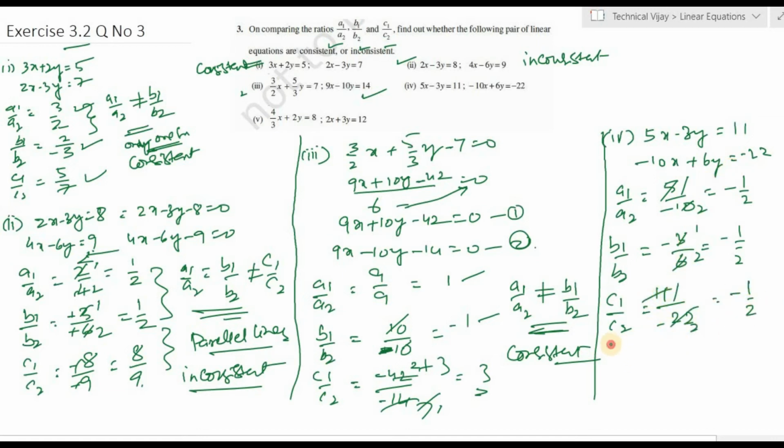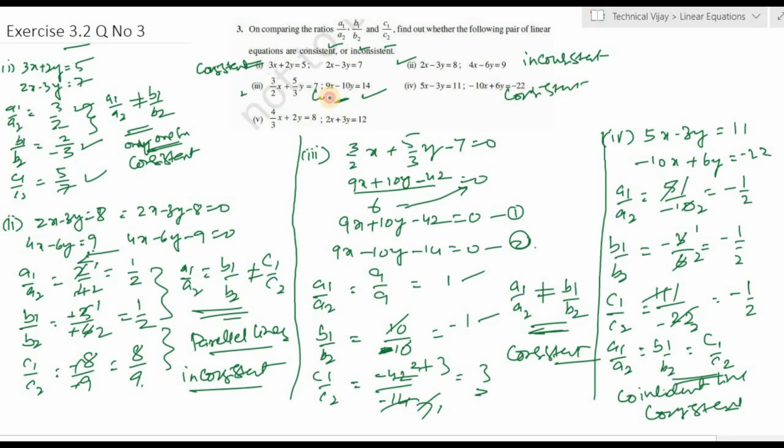See, all are equal here. So a1 by a2 is equal to b1 by b2 is equal to c1 by c2. When such a condition is there, they are coincident lines, and they are also consistent. So this is consistent. And we'll see the next portion.